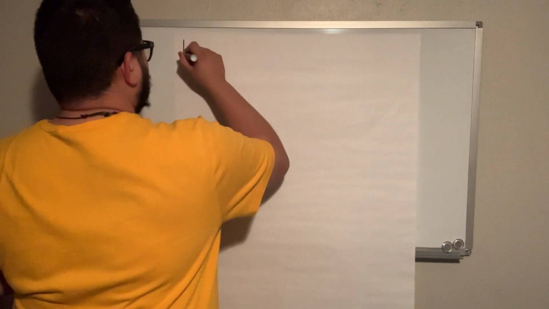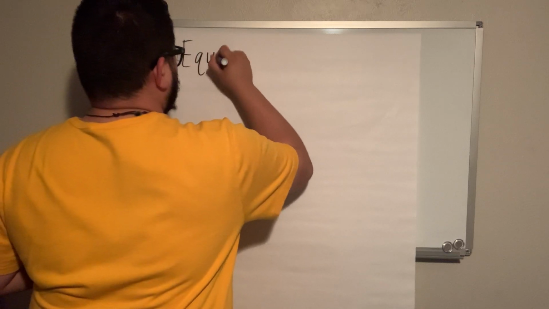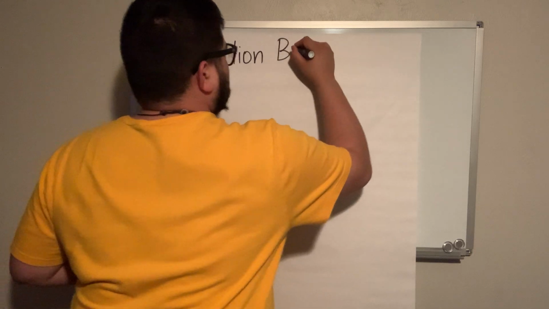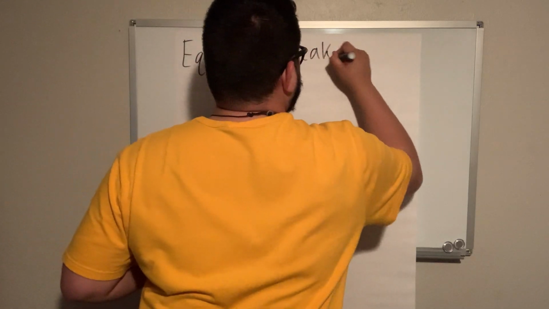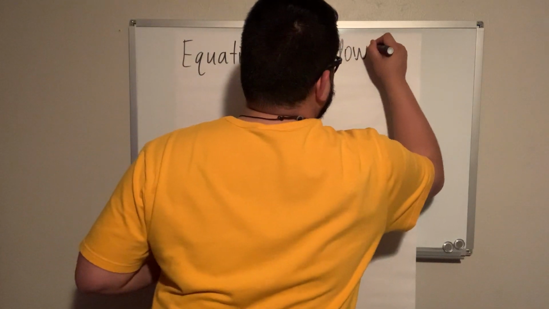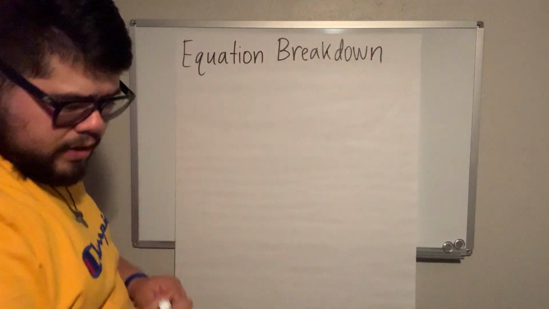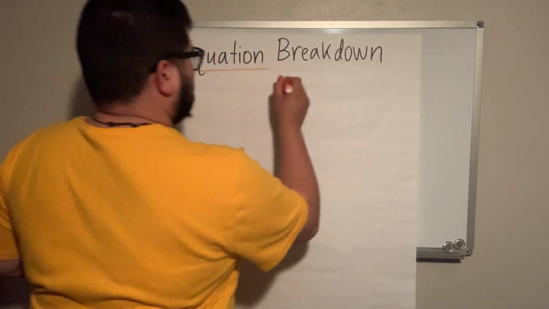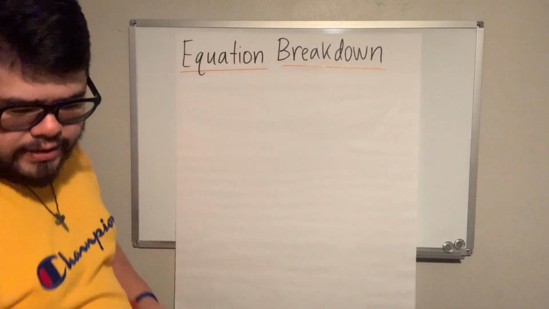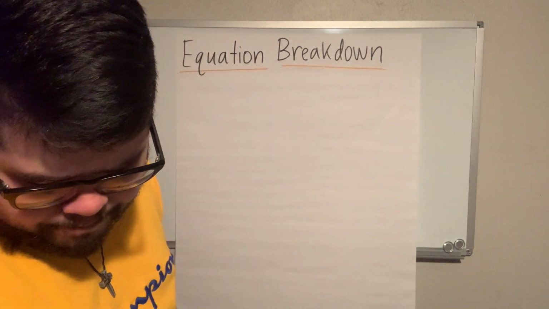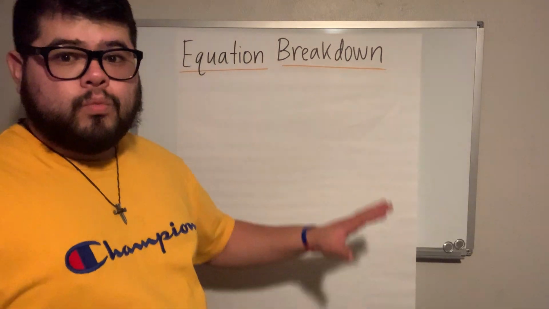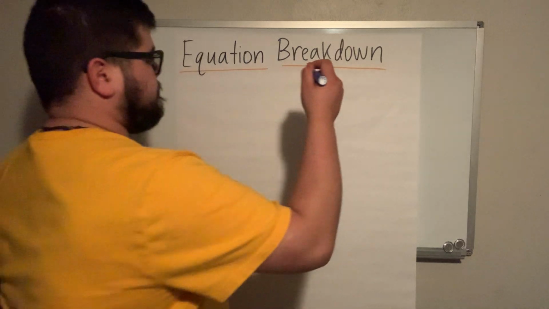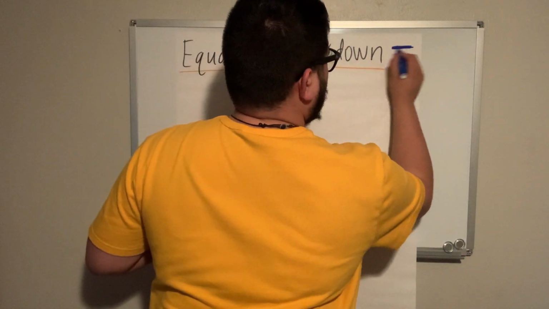Equation breakdown. Okay, equation breakdown. Now let's underline it with orange. Why not? Underline it with orange. Okay, equation breakdown. So when we're talking about equations, we want to understand that, very important to understand.